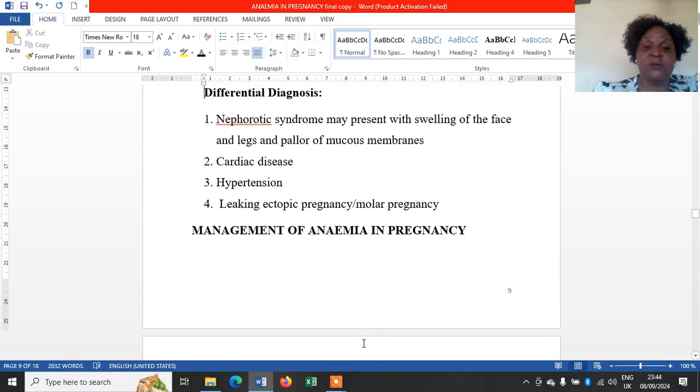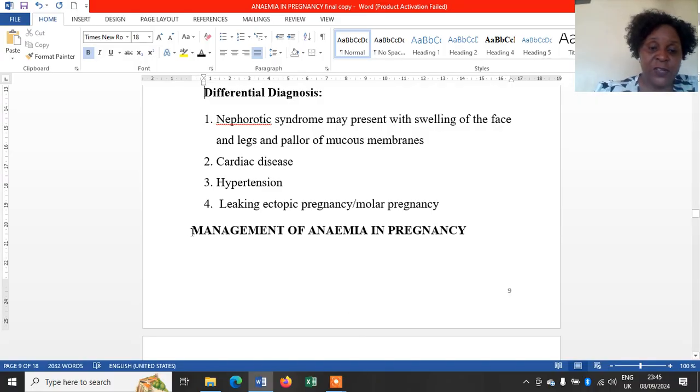So we may have a differential diagnosis. We may think that this mother is anemic, yet this mother is having nephrotic syndrome, cardiac disease, is hypertensive, or even having a leaking ectopic or molar pregnancy. So if the mother is anemic, we wouldn't completely rule out these conditions. We should be able to assess whether these conditions are also prevailing, which will help us have a better management.